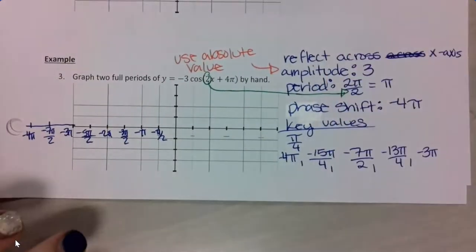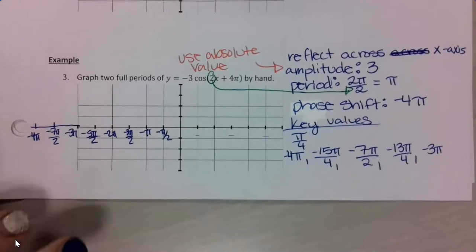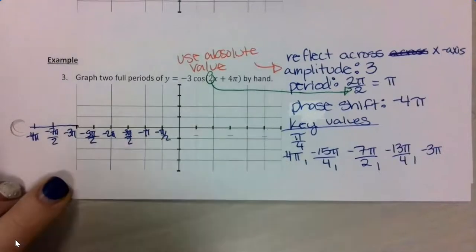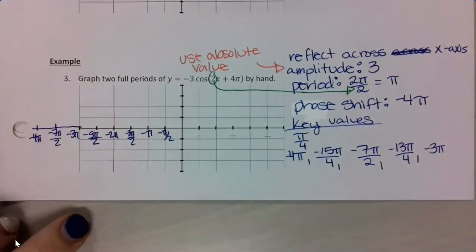Okay, so guys, quiet down. What can't you read? Negative 3 pi halves? Negative pi halves? Probably.